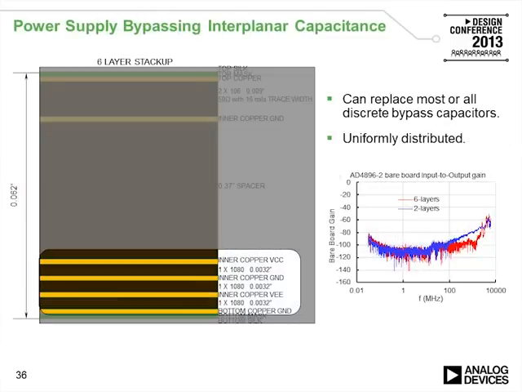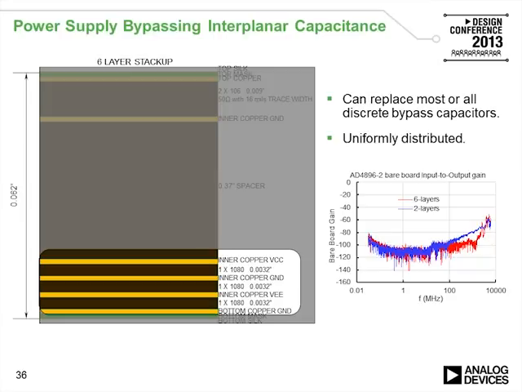There's an alternate way to do bypassing, and that is to use interplanar capacitance on the PCB. The example of the differential amplifier 6-layer PCB is shown here. There are some inner copper layers placed very close to one another. Interplanar capacitance might be able to replace most discrete bypass caps. Interplanar capacitance is uniformly distributed. You don't need localized bypassing then.